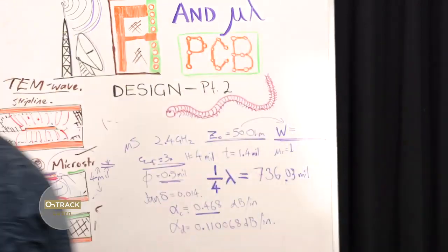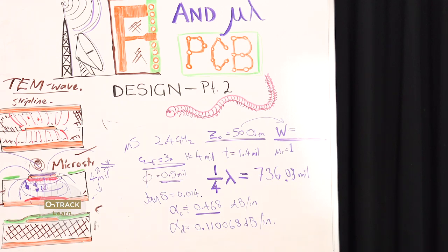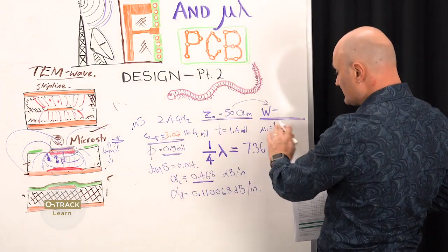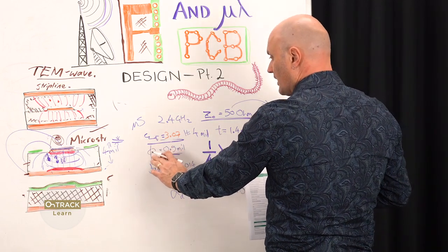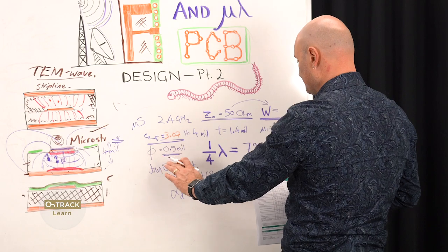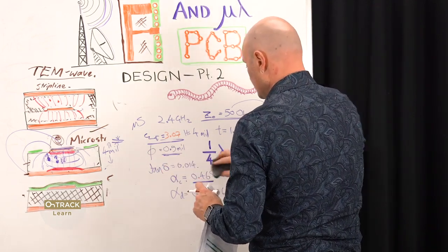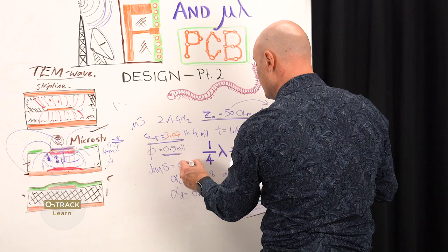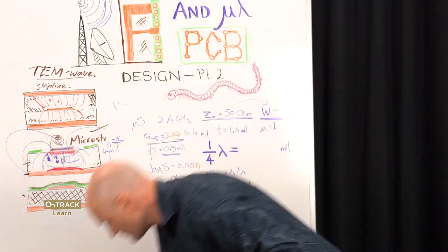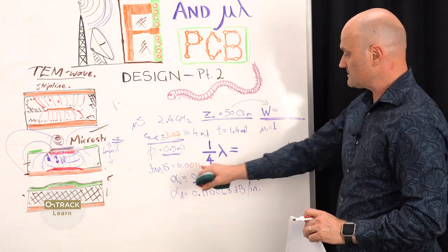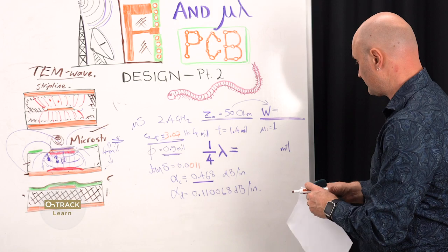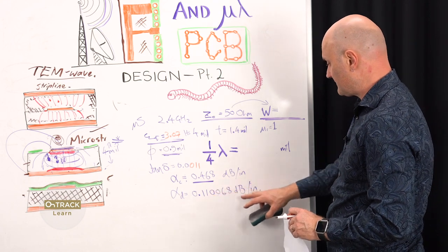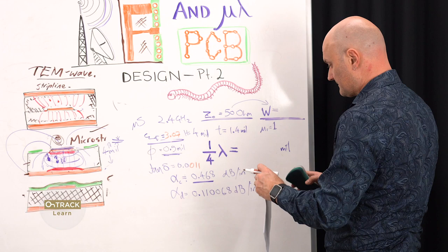Maybe I should do a different color here, just so we see the contrast. 3.07. All the dimensions stay the same. The copper surface roughness stays the same. tan D is the other thing that changes. So instead of 0.014, it is now 0.0011. So more than an order of magnitude smaller loss is going to be experienced in this material. And so we've gone from 0.468 dB per inch and 0.11 dB per inch for conductive and dielectric losses.